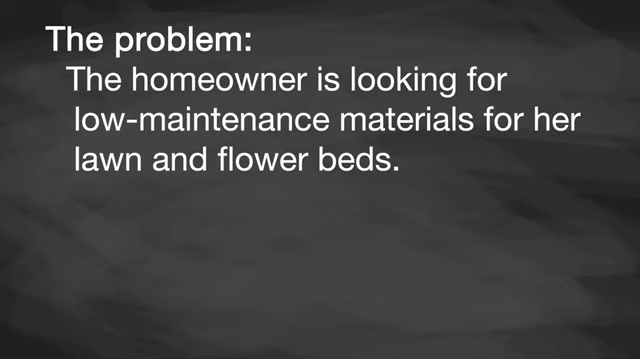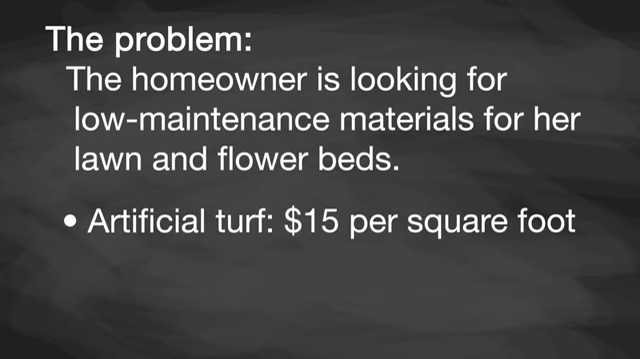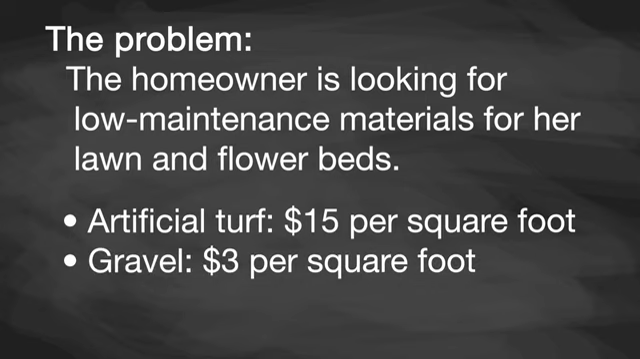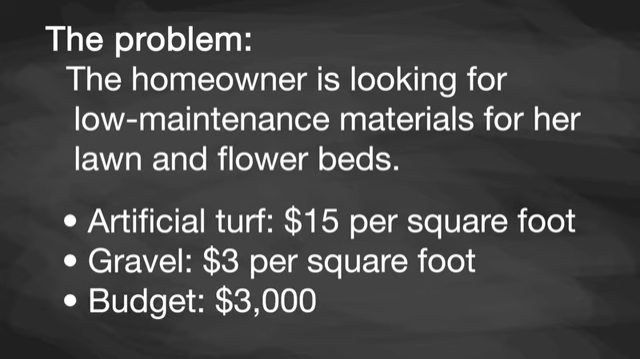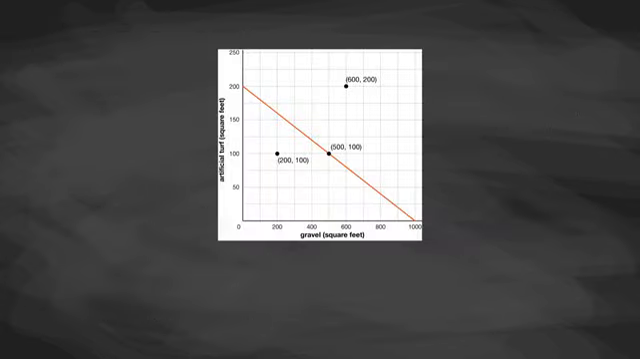A homeowner is worried about the work needed to maintain a grass lawn and flower beds, so she is now looking at some low-maintenance materials. She is considering artificial turf, which costs $15 per square foot to install, and gravel, which costs $3 per square foot. She may use a combination of the two materials in different parts of the yard. Her budget is $3,000. This graph represents some of the constraints in the problem.